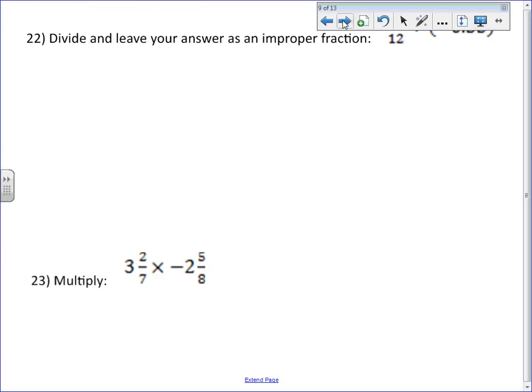Okay, divide and leave your answer as an improper fraction. So it's 7 over 12 divided by negative 0.55. They're asking you to leave it as a fraction, so you need to turn that decimal into a fraction. So it's 7 over 12 divided by negative 55 hundredths.